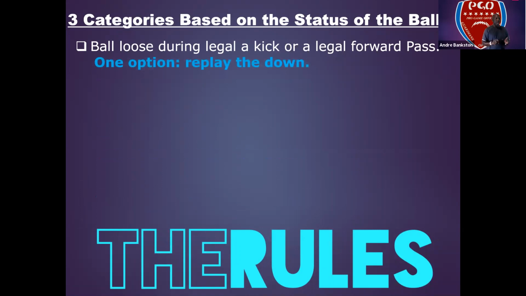All right? They only got one option, and that is to replay the down. So if the ball is kicked, even if the ball is rolling on the ground on a free kick, even if the ball has been touched by R, because it's still a kick, if there's an inadvertent whistle, we must do another free kick.